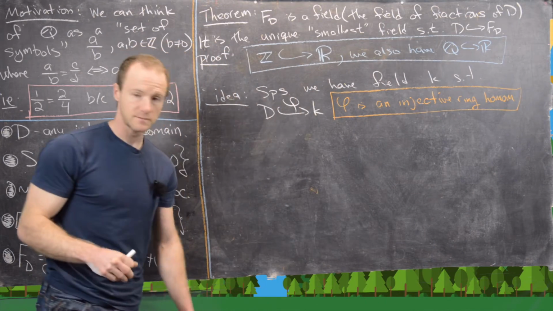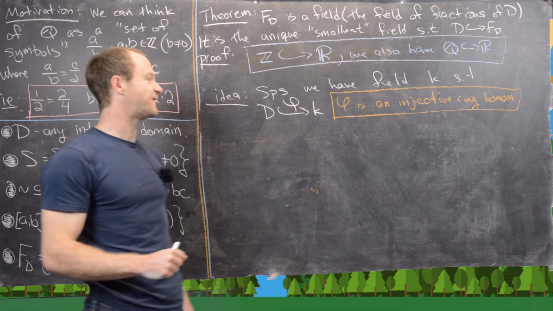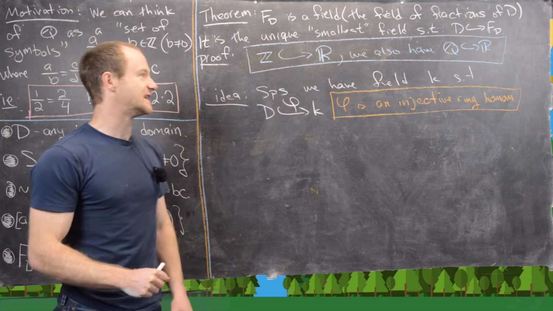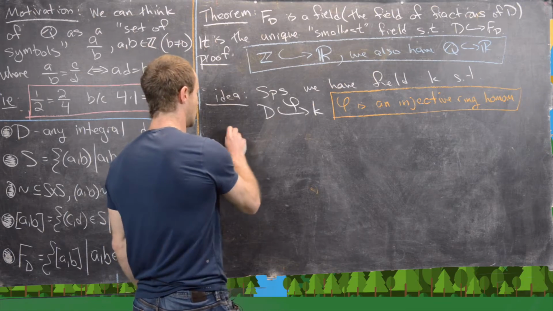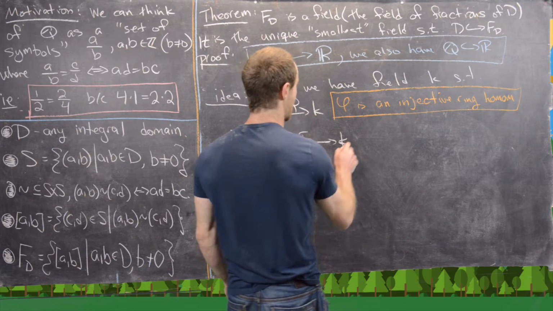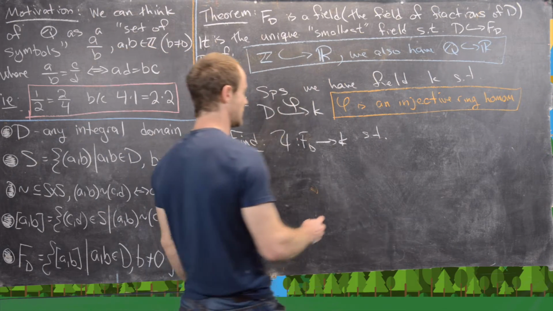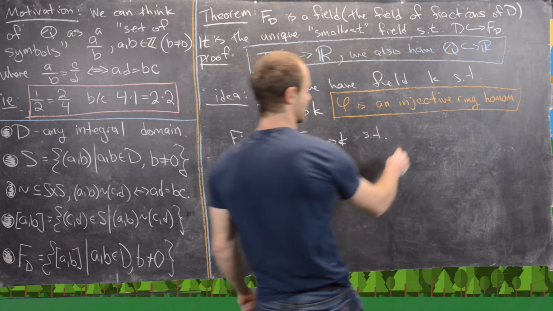Great. And then what we want to do from this is show that we can always fit f sub d in between D and this field K. In other words, our goal is to find some psi from f d up to K such that the following diagram is completed.